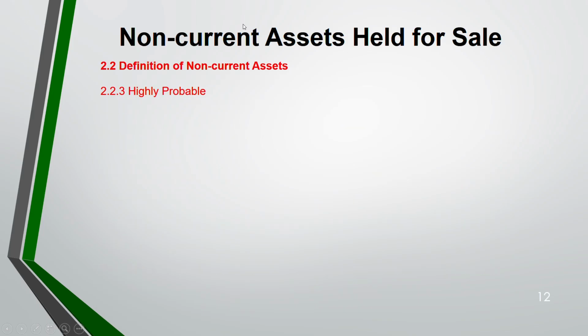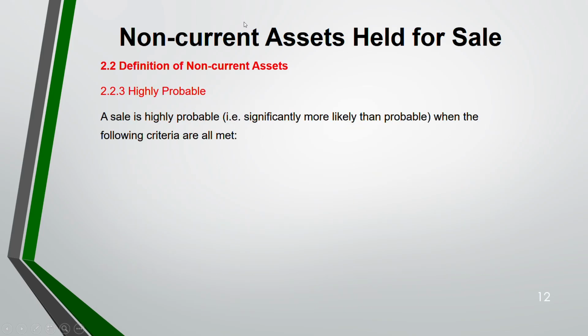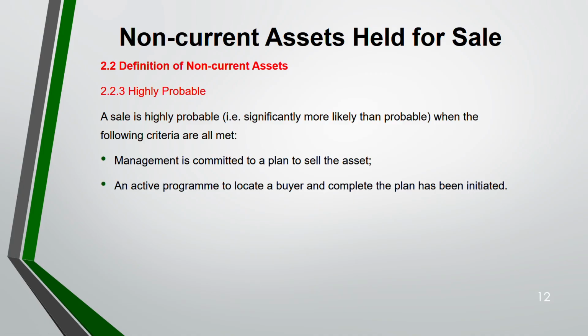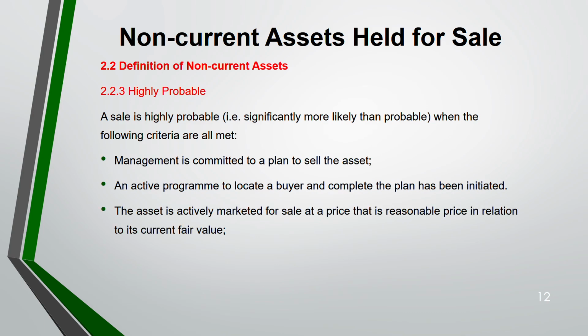Highly probable. The second point. A sale is highly probable when the following criteria are all met. First criterion: management has to have a commitment to sell the asset. There should be an active program to locate a buyer. The asset has to be actively marketed for sale at a price that is reasonable in relation to its current fair value.